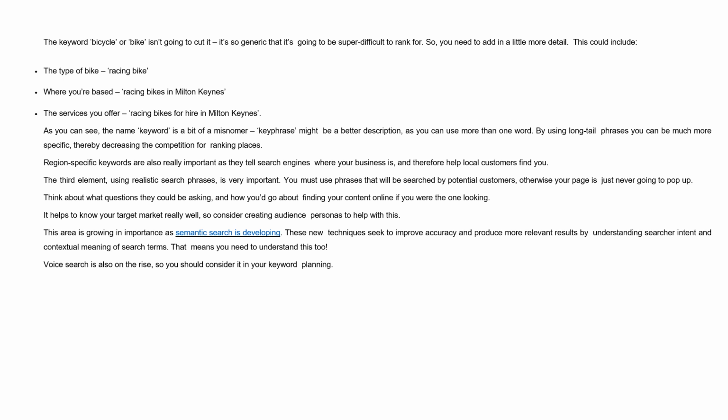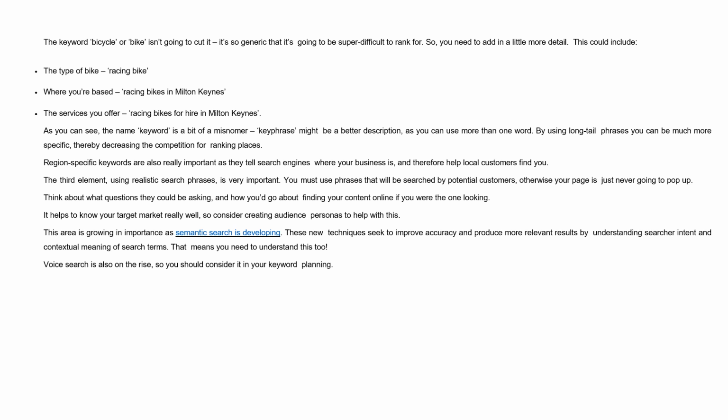This area is growing in importance as semantic search is developing. The new techniques seek to improve accuracy and produce more relevant results by understanding searchers' intent and contextual meaning of the search terms. That means you need to understand this too.